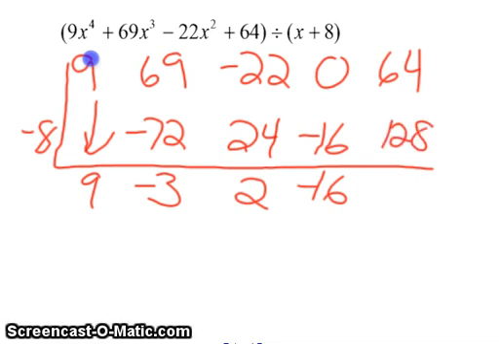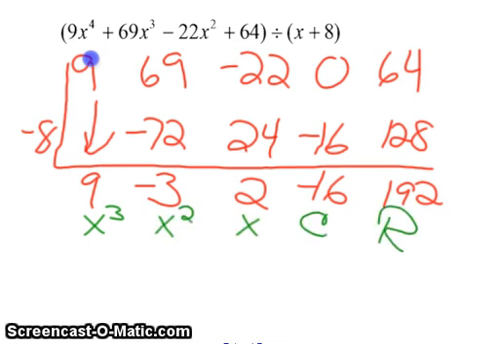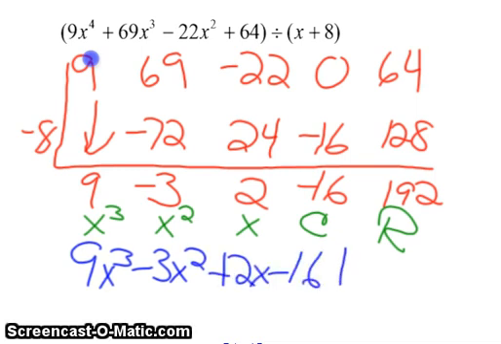64 plus 128. I think it's 192 if I'm doing that in my head right. Alright, so subtracting 1 from the largest exponent. The largest exponent is 4. Subtract 1, this is x to the power of 3, and then keep counting down by 1. So this is the power of 3, this is the power of 2, this is the power of 1, then the constant, then the remainder. So my answer is 9x cubed minus 3x squared plus 2x minus 16 plus 192 over x plus 8.